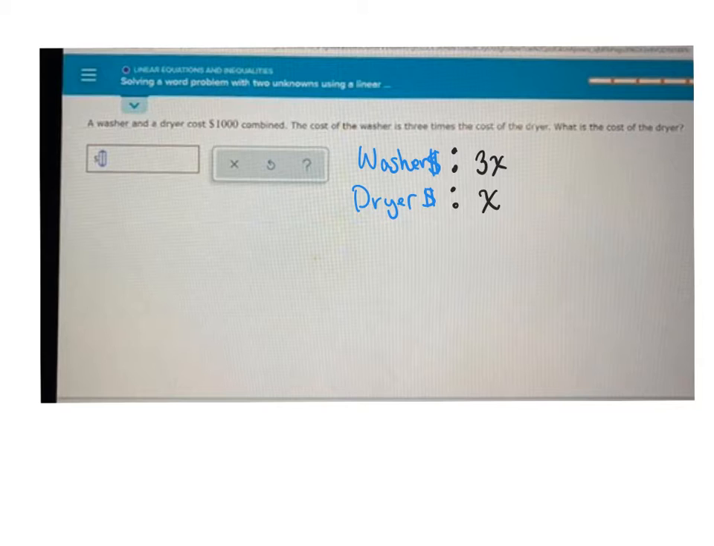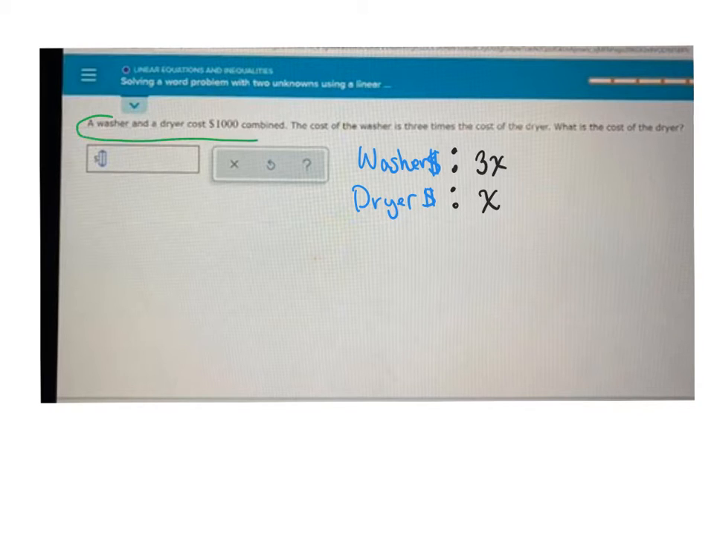So it's always good to pick out what two variables you want to know about and then write simple expressions for them. Sometimes there are things like this with 3x. It could be, if it was $50 more, it could be x plus 50. But in this case, we have x and 3x.